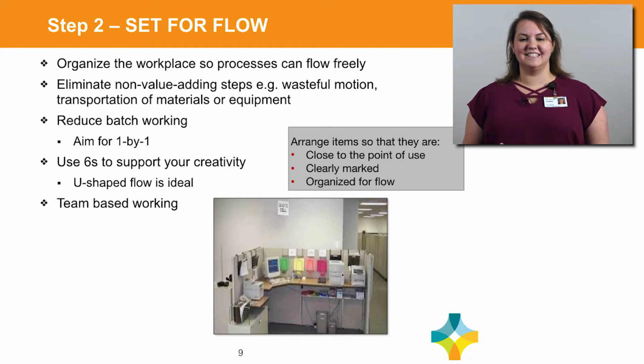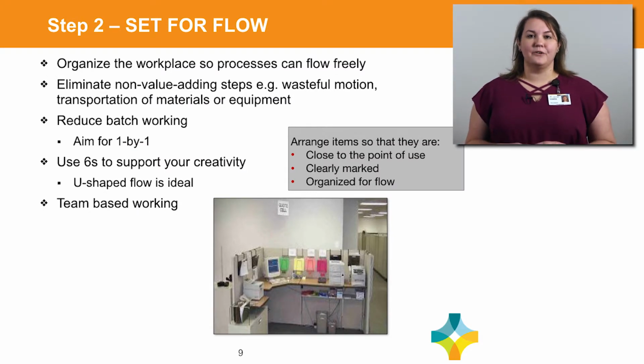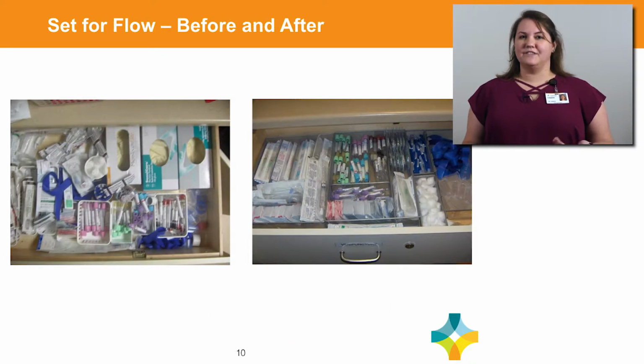The next S is set for flow. So this is where you're going to go through those items that you have left, not the ones that you don't need anymore, and you're going to set for flow. So you want to think about what you use on a daily basis, and you're going to put those things together. So if you think about your laminator, you always have to have lamination paper. So you would want to make sure that your lamination paper is right next to your laminator.